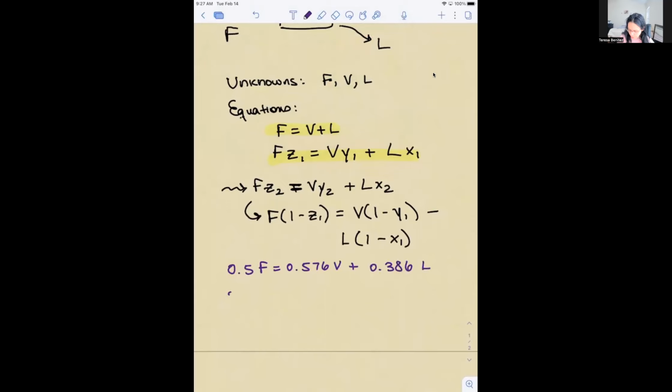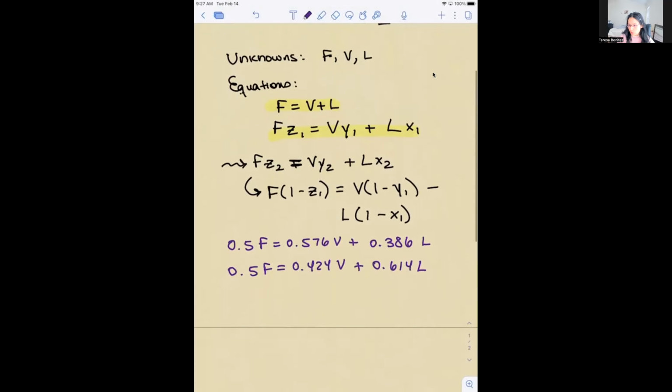And then I can write for component number two. Again, I have 0.5 F, and I have 1 minus 0.576, 0.424, and then I have 1 minus 0.386, so 0.614. And then if you try to solve with those two, also knowing that 0.5 F equals 0.5 F, you get that 0.576 V plus 0.386 L equals 0.424 V plus 0.614 L.